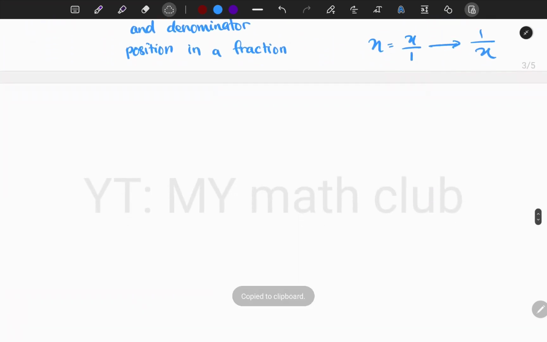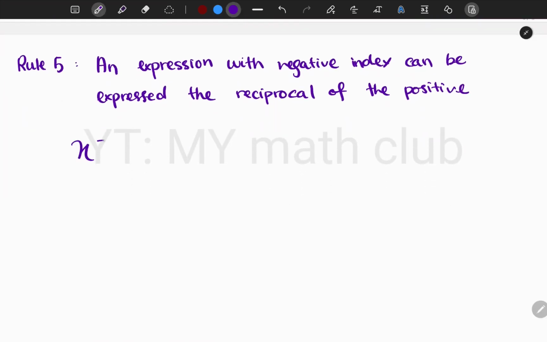The rule looks like this. x to the power of negative m is equal to 1 over x to the power of m. Initially, the expression is raised by a negative index, and so we can rewrite it. We do a reciprocal, and then we change the index into a positive. To make sense of this, let's again look at an example.